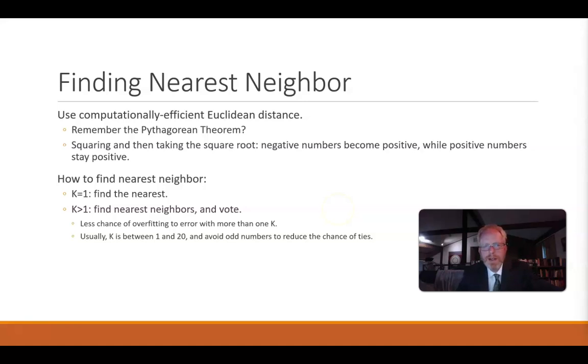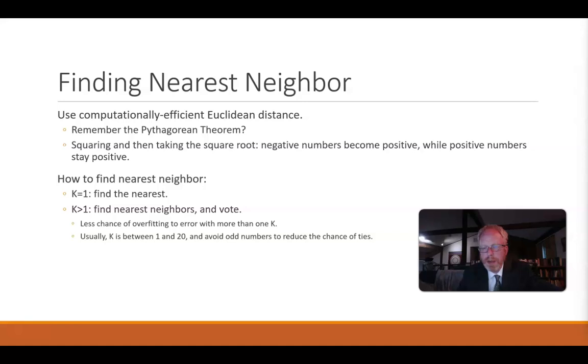So to find the nearest neighbor, oftentimes we'll use Euclidean distance. If you remember the Pythagorean theorem from high school math, where the height and the width squared equals the hypotenuse squared, you take the square root of that to get the length of the hypotenuse. And that's effectively how we will evaluate a k-nearest neighbors plot.